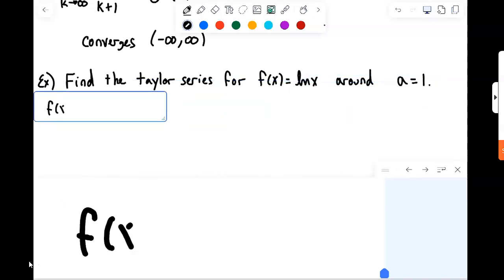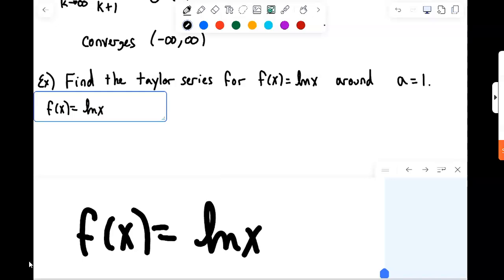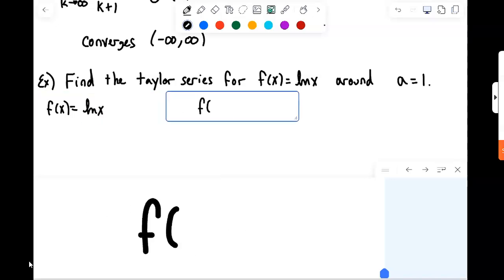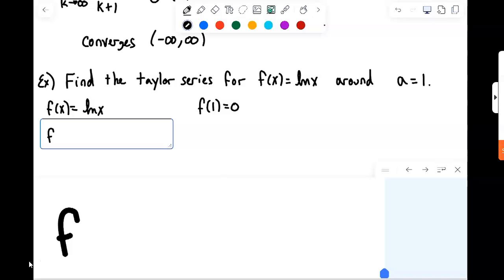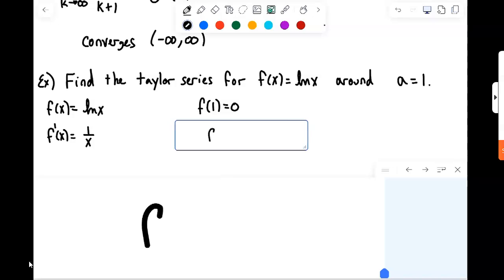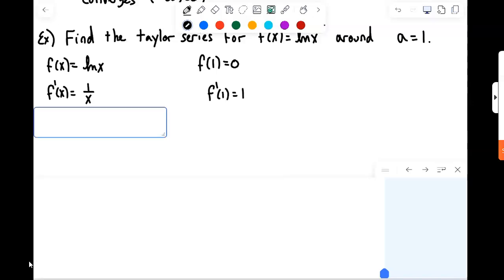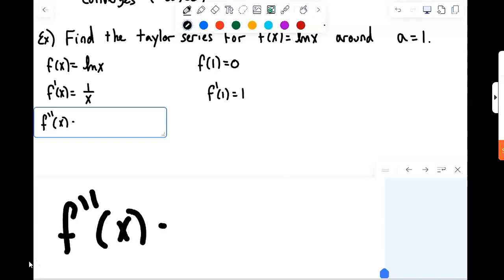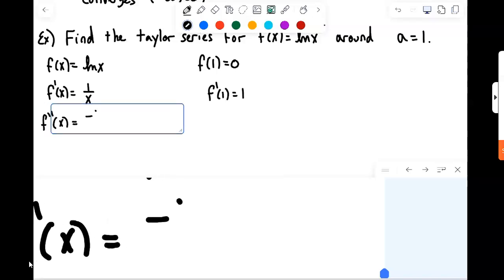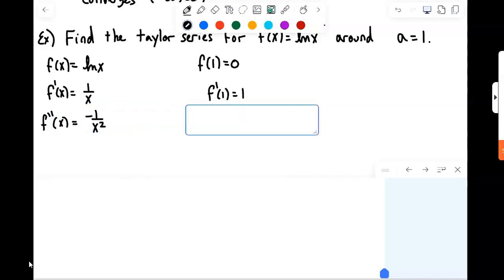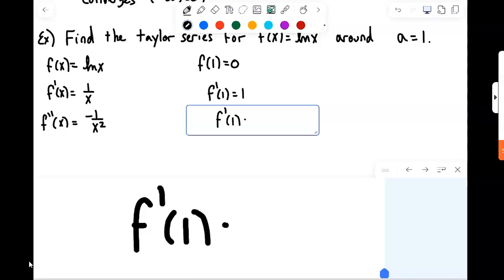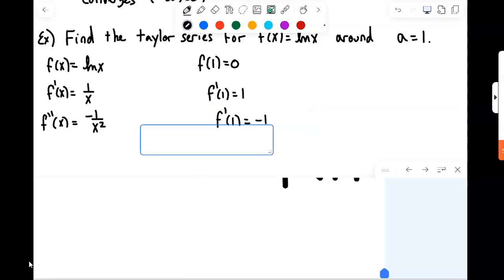So of course our function is f of x equals ln of x. And we would evaluate that at our center. F of 1, of course, would be 0. And then we keep going with our derivatives. F prime of x would be 1 over x. F prime at 1 will be 1. We move on to f double prime of x, the derivative of 1 over x. That would be minus 1 over x squared. And evaluate that at 1, we get a minus 1.